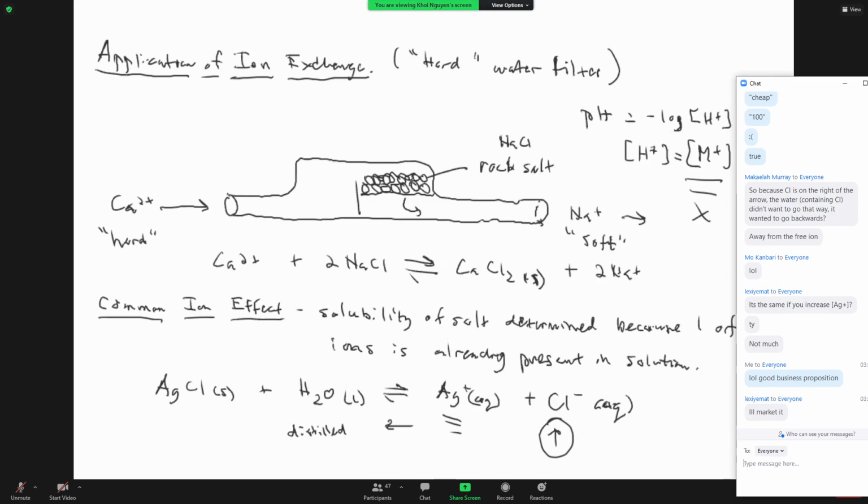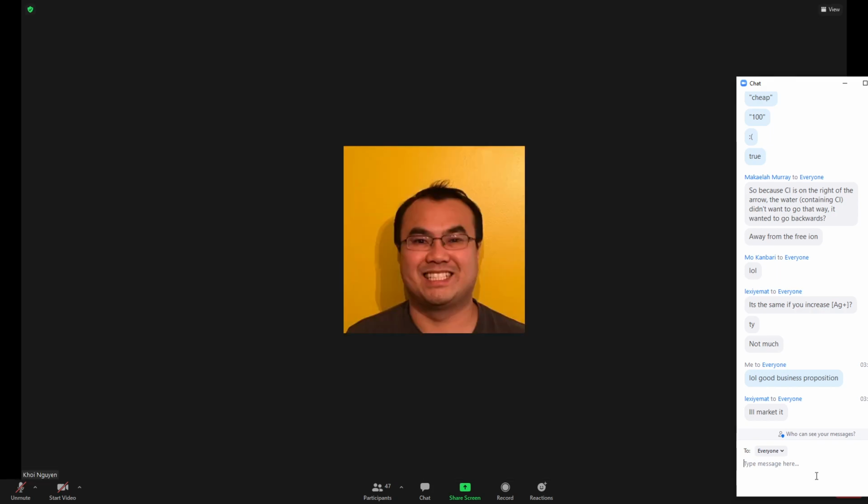Okay, so let's look at some practice problems. Everything's okay with the lecture part. I'm going to move on to doing some in-class practice questions. Let me pull it up on my Notability real quick. We're on solution solubility.